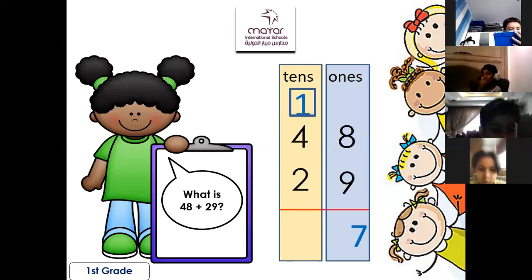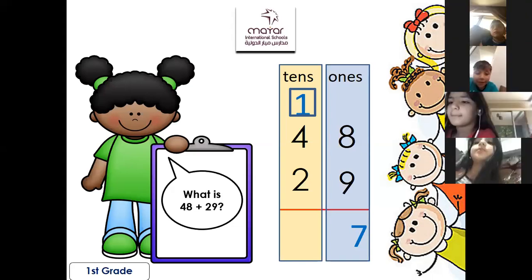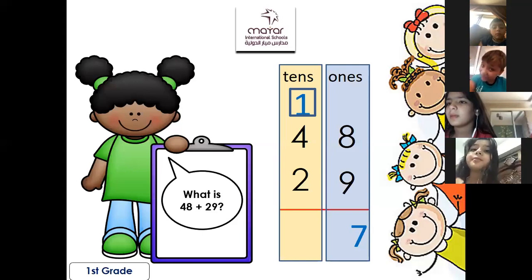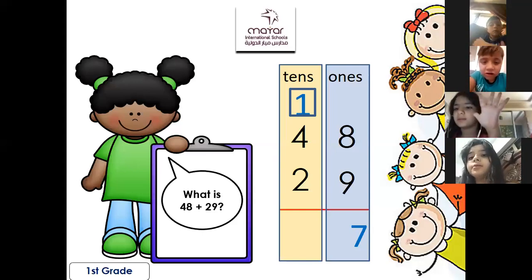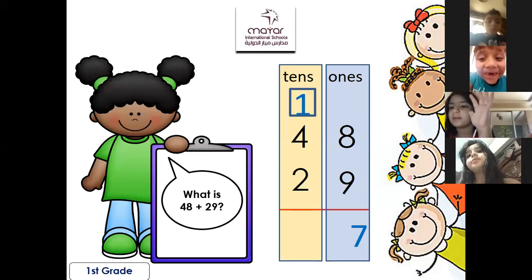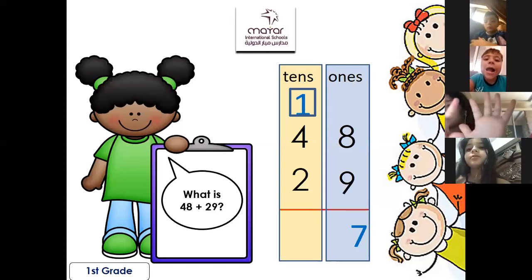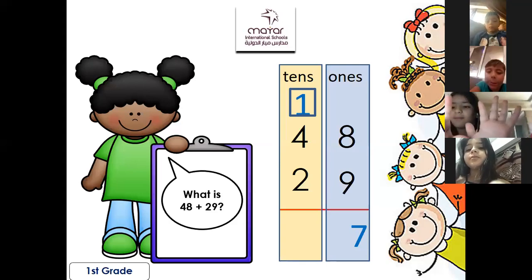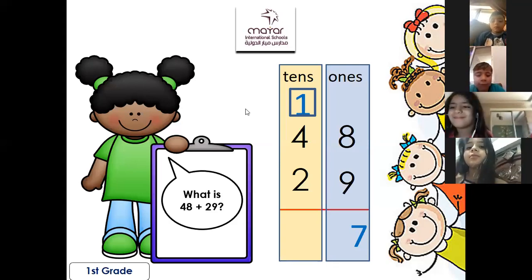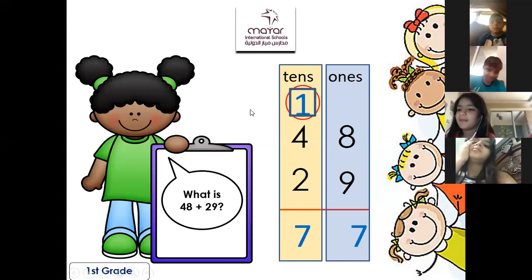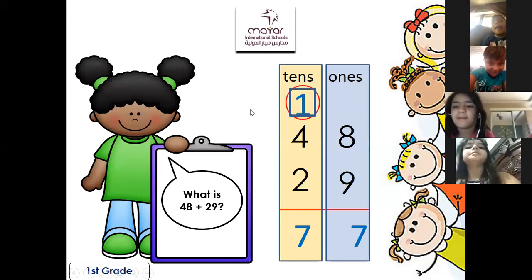Let's do it together. 4 plus 1 is 5. 5 plus 2 is how much? Tia, can you show me with your fingers? How much is 5 plus 2? Let me see. Bring your fingers a little this way. I can't see them all. Bring it to the other way. Excellent, Tia. Excellent. It's 7. So 48 plus 29 is 77.